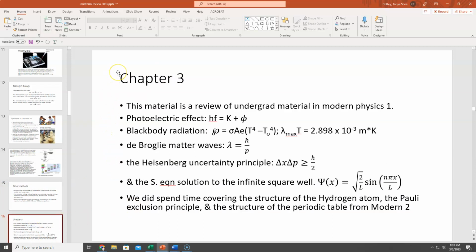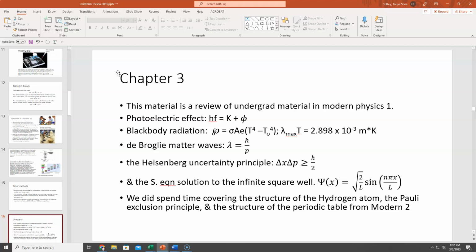Now, Chapter 3, if you remember, was a review of some of the undergrad material that you learn in Modern Physics 1. Some of those concepts, I'm just going to go over briefly here, include the photoelectric effect, which is the idea that light shining on a metal surface can be used to create photoelectrons, which are then freed from the surface. The equation for that is hf equals K plus phi, where hf is the energy of the photon, the light that strikes the surface. K is the kinetic energy of the photoelectron that's released, and phi is what's known as the work function, which is the amount of energy it takes to free the electron from the substrate.